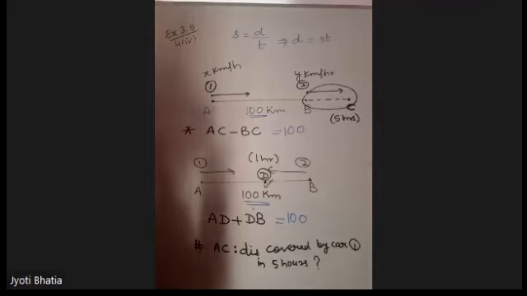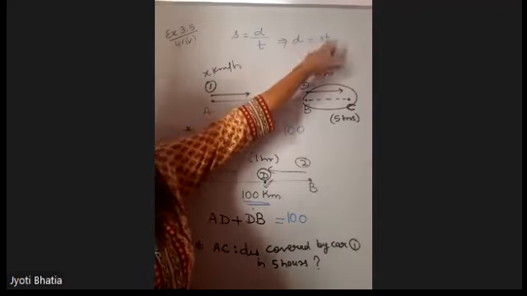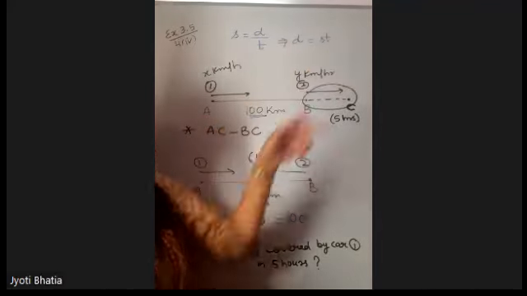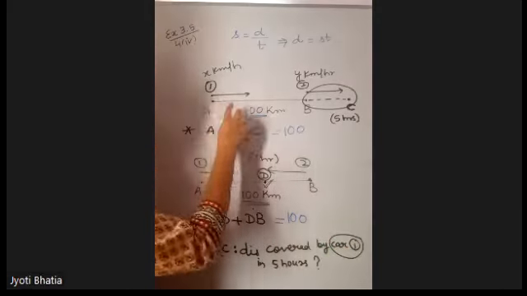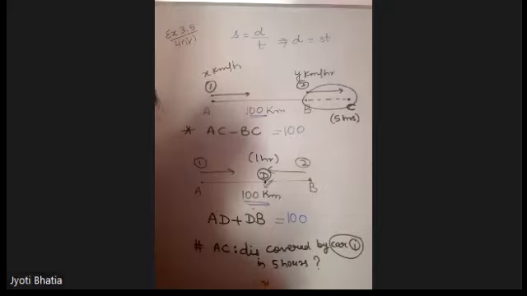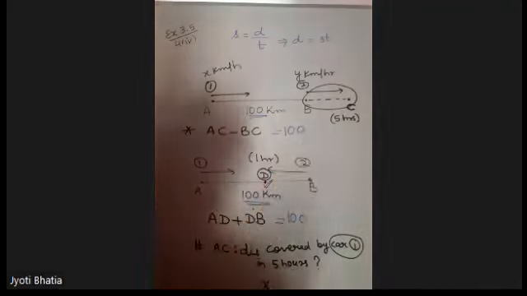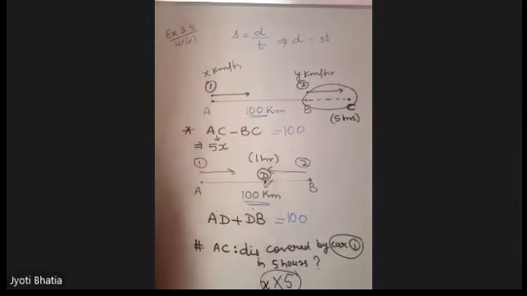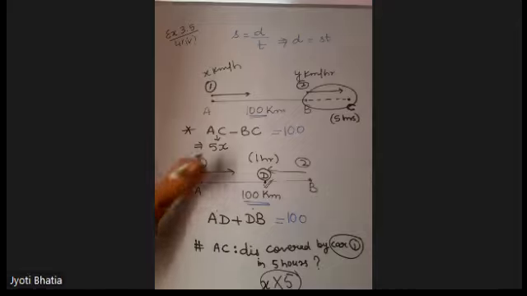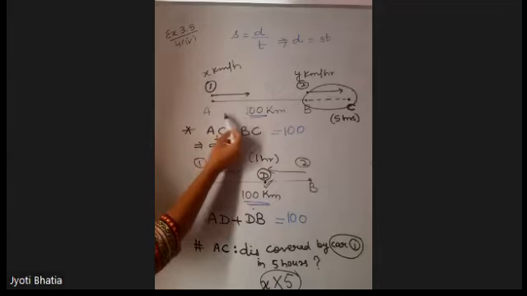Follow? Yes, ma'am. And what is the formula for distance? Speed into time. So what is the speed of this car 1? What is the speed of this car? X into 5. And what is the time taken by this car? Five hours. Can I say AC is equal to 5x? Yes, ma'am. AC is the distance covered by this car in 5 hours.